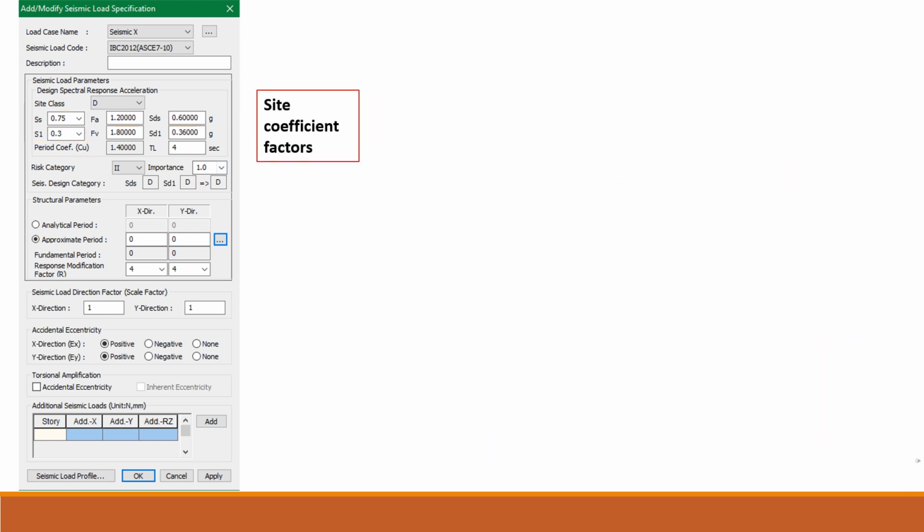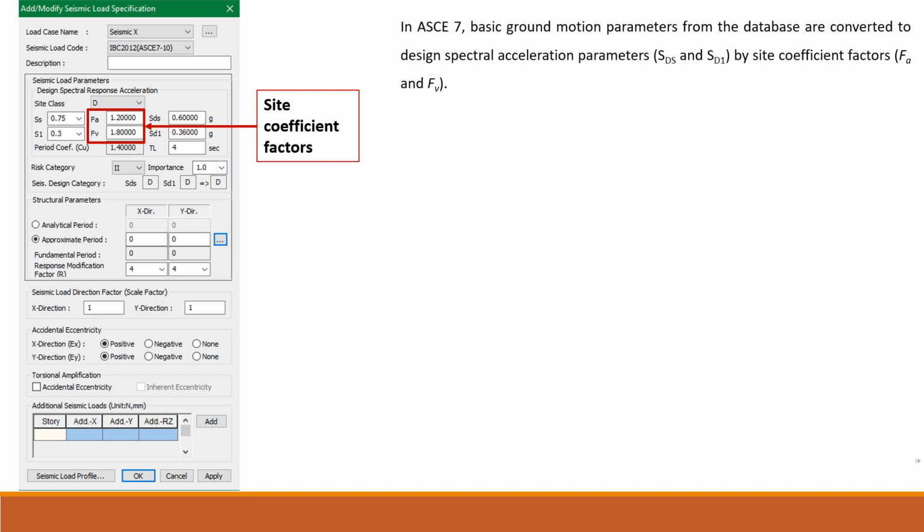Next, we determine site coefficient factors. In ASCE 7, basic ground motion parameters from the database are converted to design spectral acceleration parameters, SDS and SD1, by site coefficient factors, FA and FV.